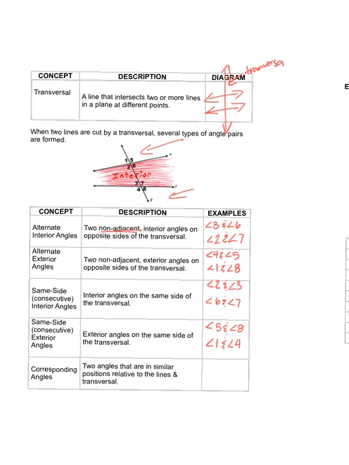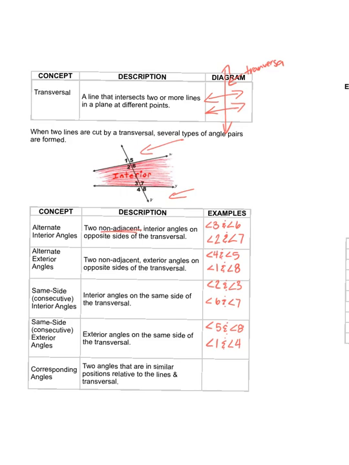For corresponding angles, those are two angles in similar positions relative to the lines and the transversal. So basically, if you have something on the top left of one line, then the corresponding angle to that would also be on the top left of the other line. So then 1 and 3 would be considered corresponding. Another example would be 2 and 4. Those are in the same position on the two lines.